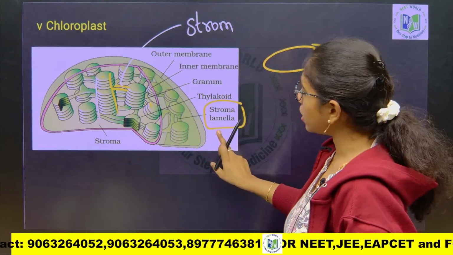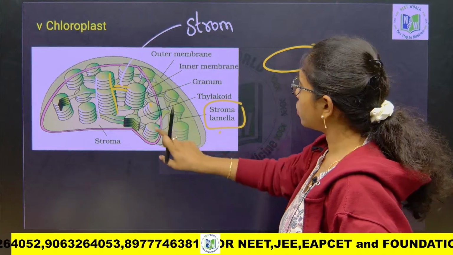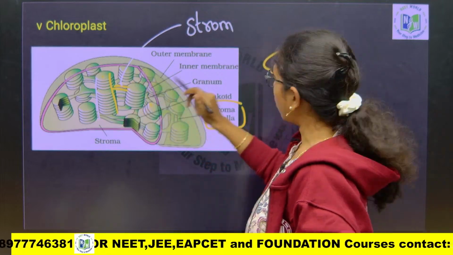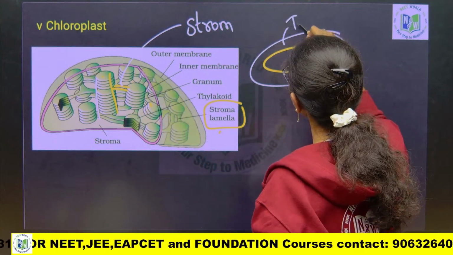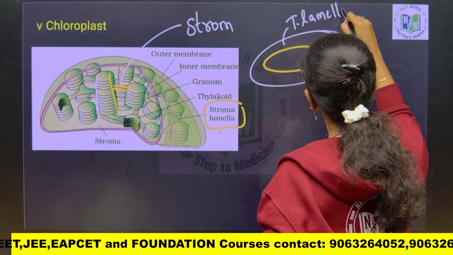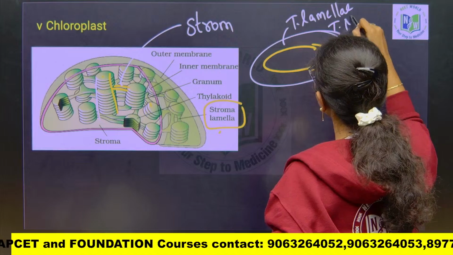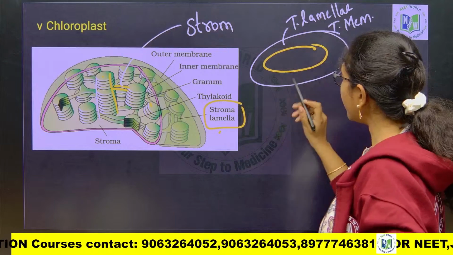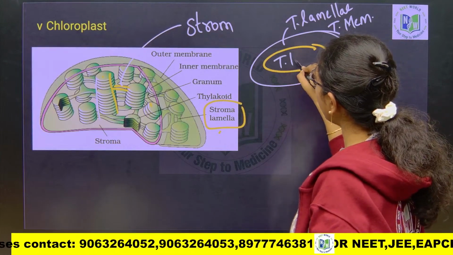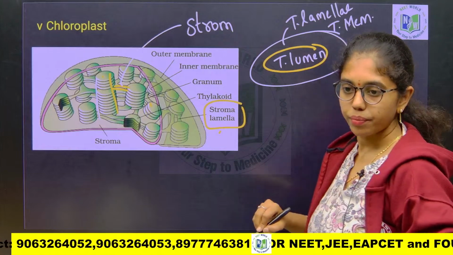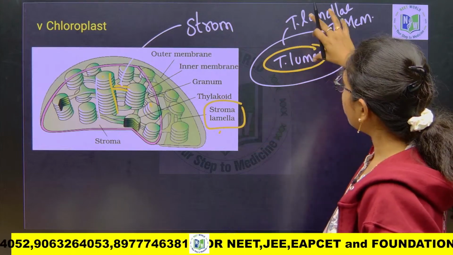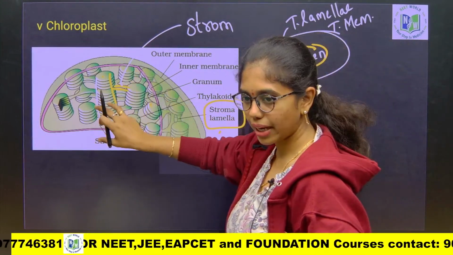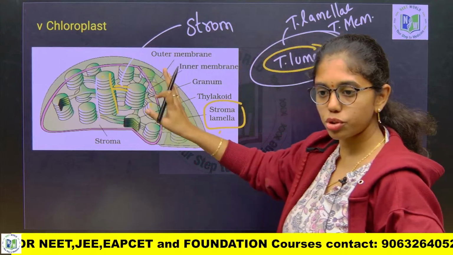These frets are called as stroma lamellae. Look into the labeling. This is the direct diagram of your NCERT. So, membranous sac-like structures, thylakoid. This thylakoid membrane is called as thylakoid lamellae or thylakoid membrane, and inside this is called as thylakoid lumen. So, thylakoid lumen, thylakoid lamellae, that is how they make a membranous sac, thylakoid. Stack is called as grana, one grana connected to the other by stroma lamellae.